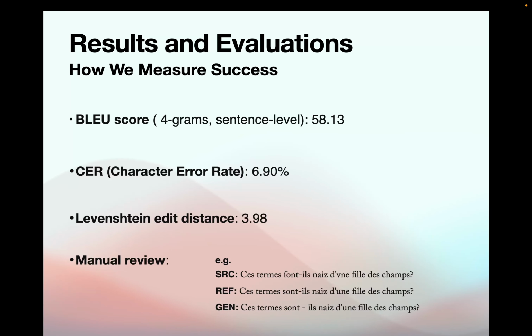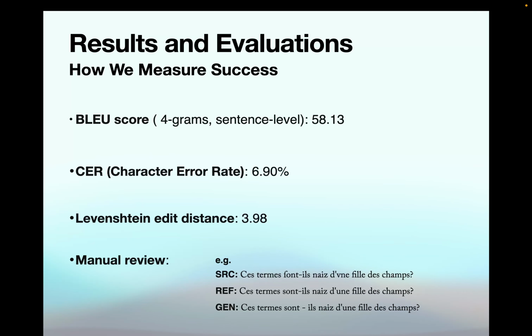And then we move on to evaluation metrics. We evaluate using both automated and manual metrics. And this includes the BLEU score, the character error rate, and the average edit distance via Levenshtein distance. In our practice, the BLEU score is calculated at the sentence level with 4-gram smoothing. Also, the results are shown on the same page. On our test set, the model achieves a BLEU score of 58.3, a character error rate of 6.9%, and an average edit distance of 3.98.